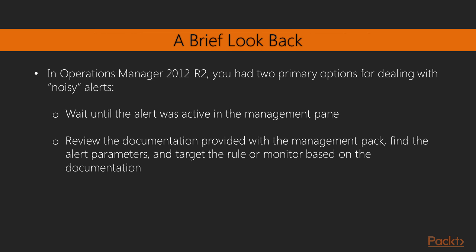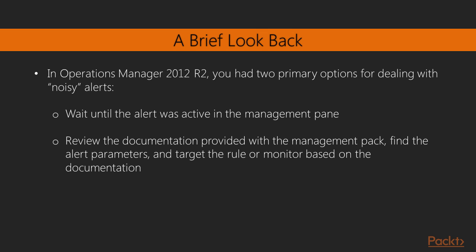But first, let's take a brief look back at Operations Manager 2012 R2. In Operations Manager 2012 R2, you had two primary options for dealing with noisy alerts. When an alert was generated, you saw the email come in. You could go into the management console, under the monitoring pane, grab the alert, right-click, and start looking at overrides. However, if the alert auto-closed, you may not catch it in time. So you'd have to do a little more digging to find the alert that was generating this much information.